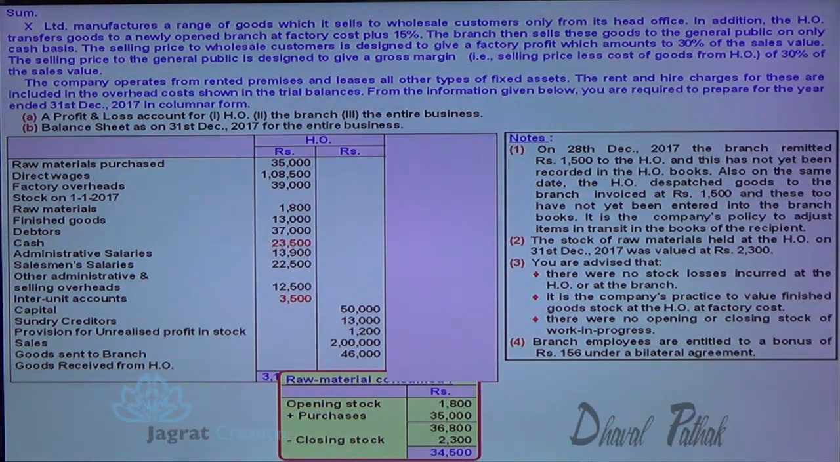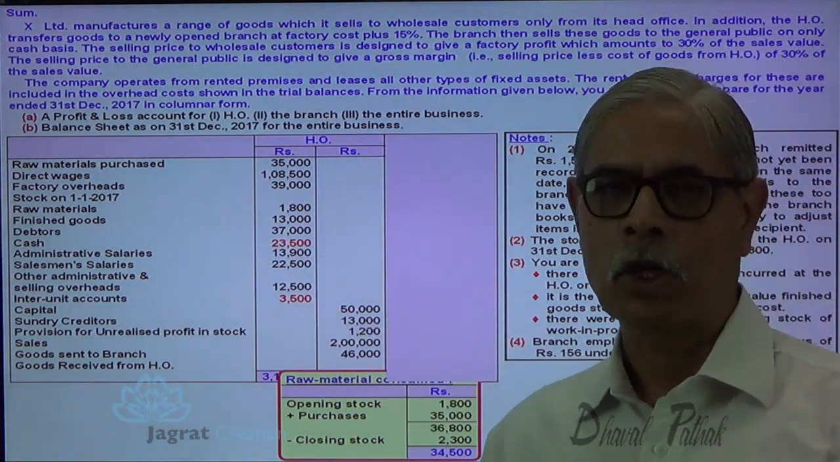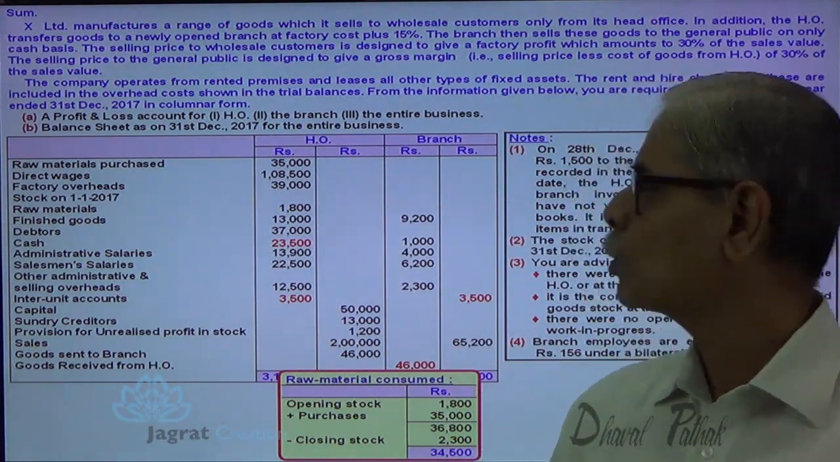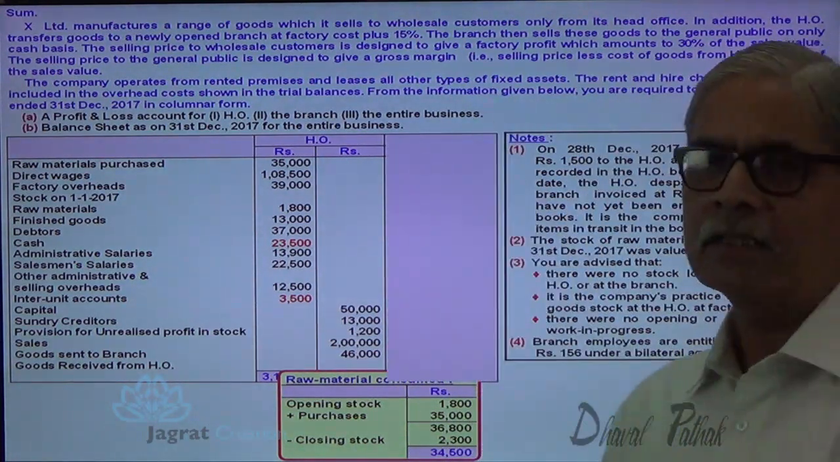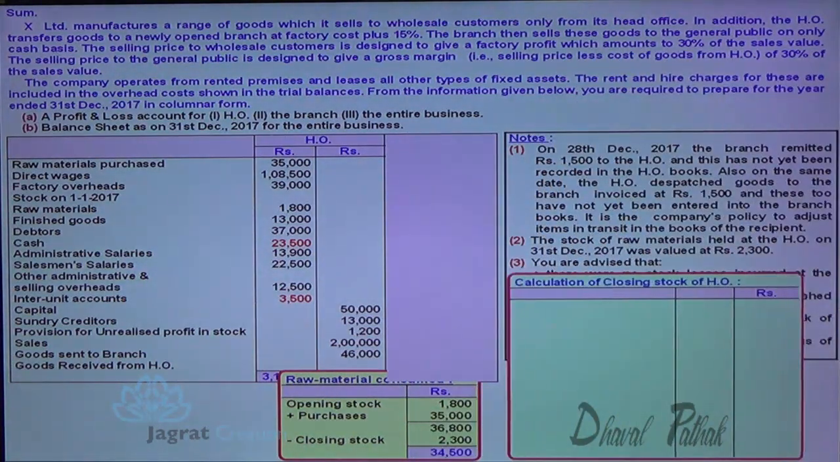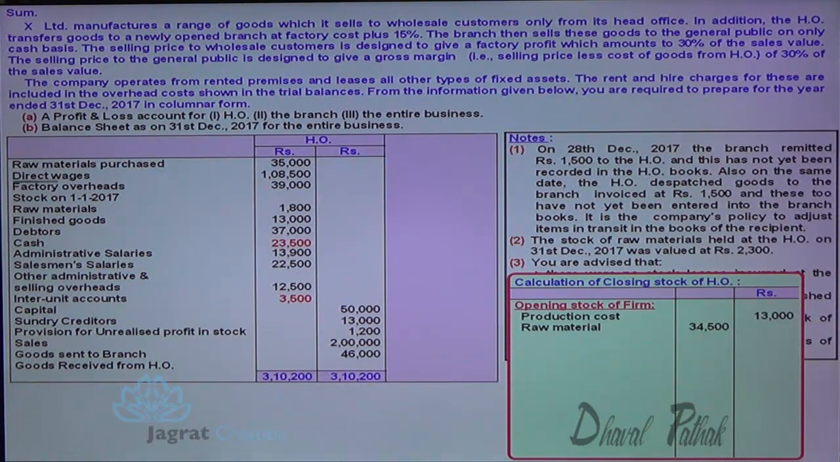Now, I want to find out the closing stock at HO. So this branch details should not confuse me. So I keep a curtain on the branch details. Now let me first of all find out the cost of production. So opening stock of finished goods in the HO books. Now production cost: raw material consumed, plus direct wages, plus factory overheads.